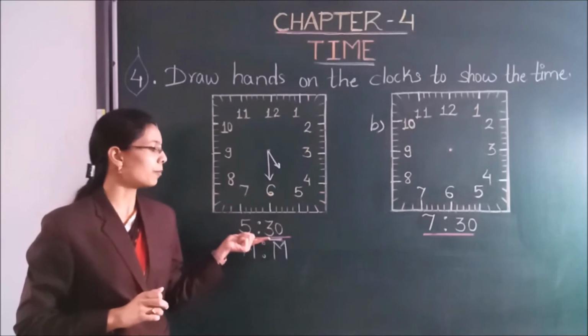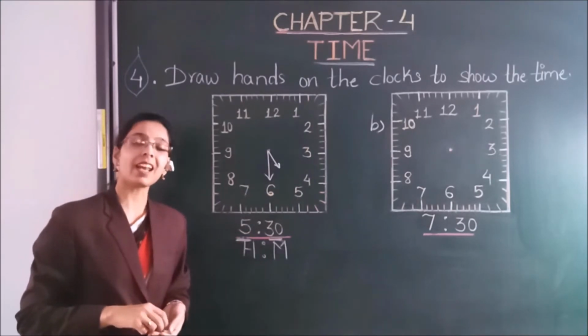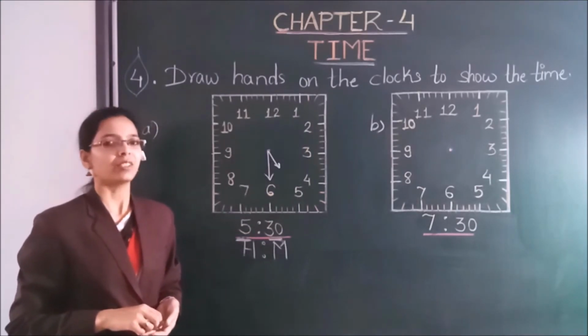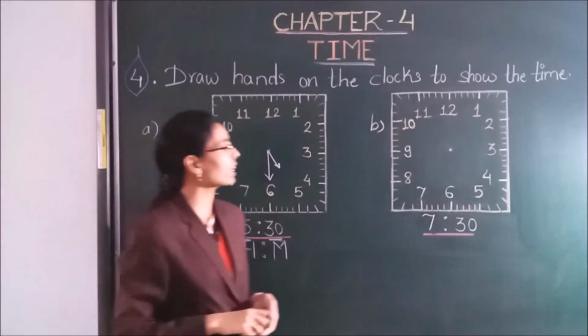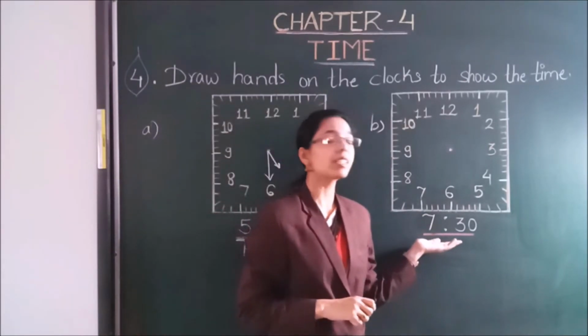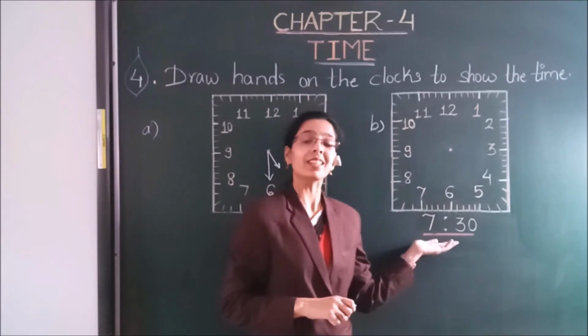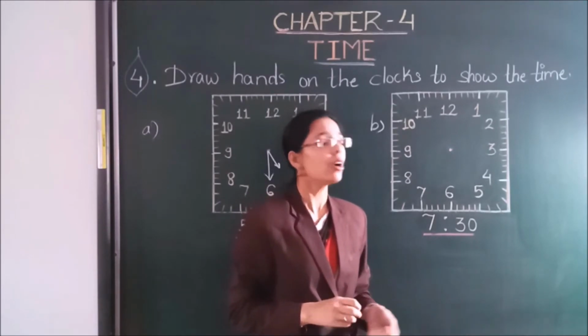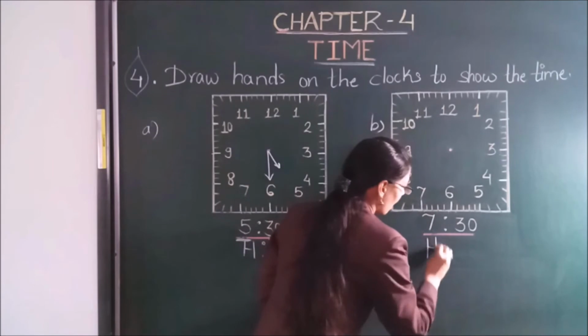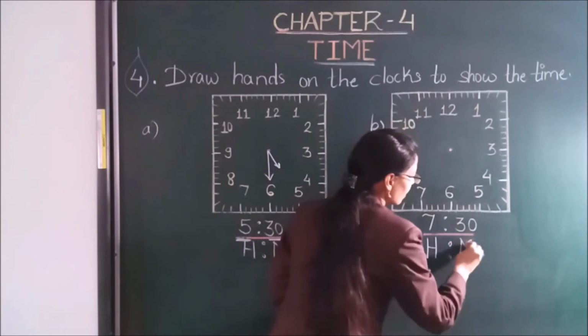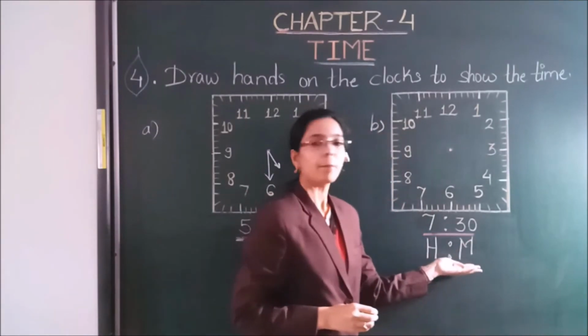Okay, our time is 5:30, or we can say half past 5. Okay, now look at here, next one. Our timing is 7:30. So how will we draw? Look at here. This shows 7 and this shows 30 minutes.